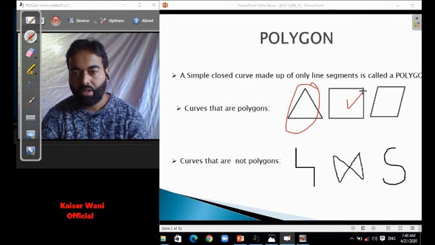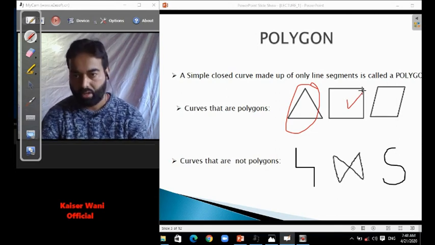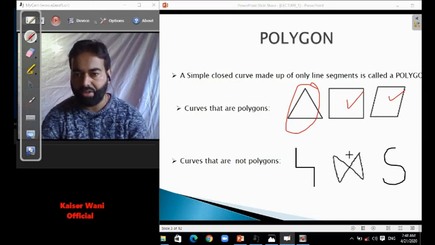And this one is also a simple closed curve. It is also a polygon. And here, this is also a simple curve without overlapping of lines, and it's closed, and it is also a polygon. So these are three curves that are polygons.